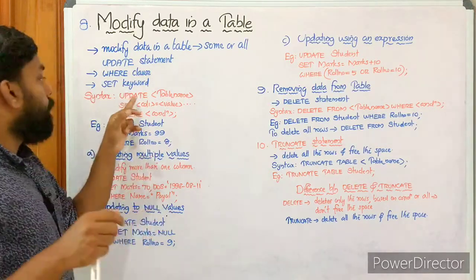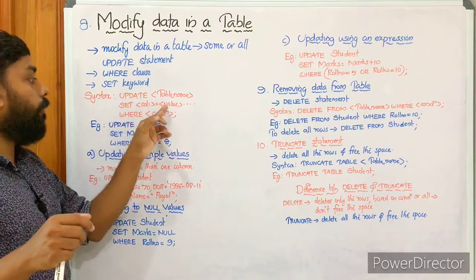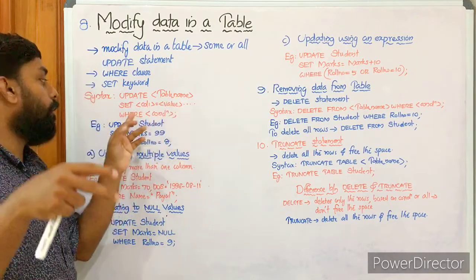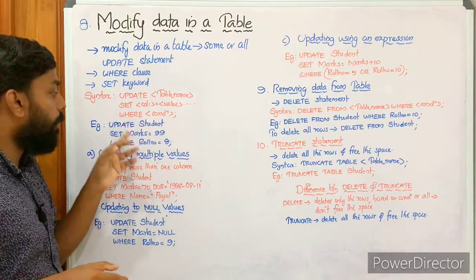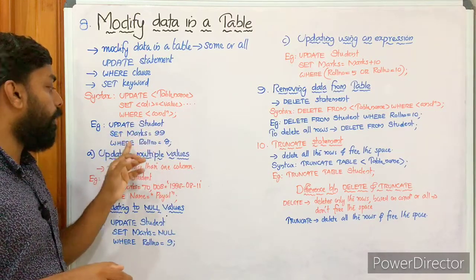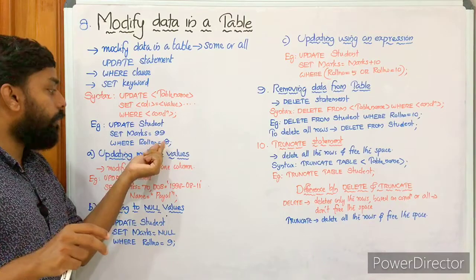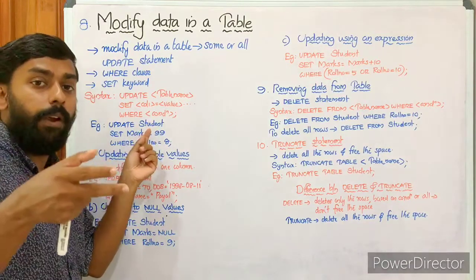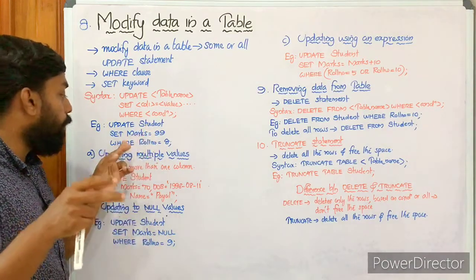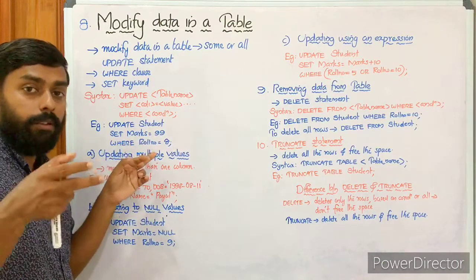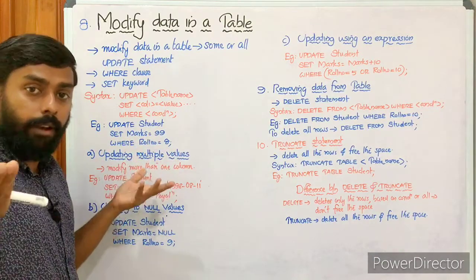Syntax: update table name, set column 1 equal to value 1, column 2 equal to value 2, where condition. We have an example: update student, set marks equal to 99 where roll number equal to 8. Here roll number 8's marks will be modified to 99. Suppose we don't have a where clause, what happens? All students' marks will be set to 99, that's it.